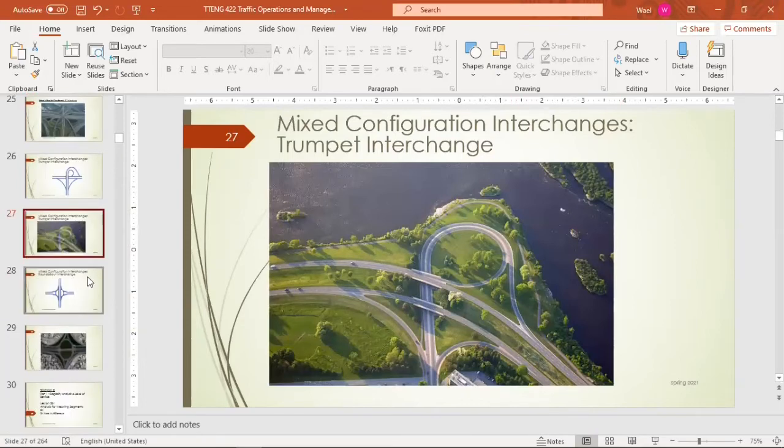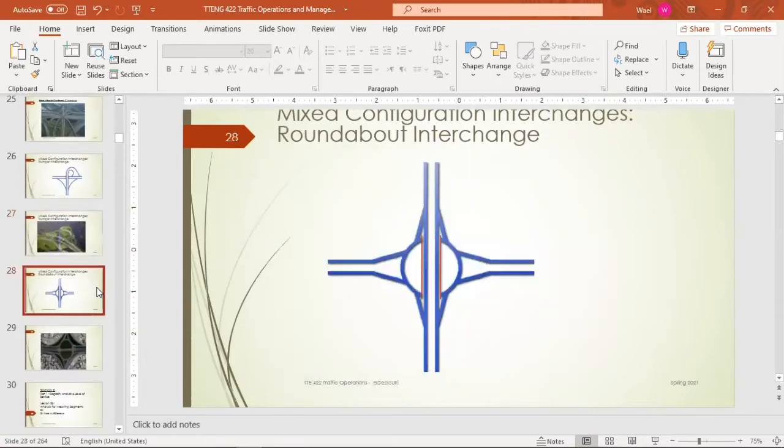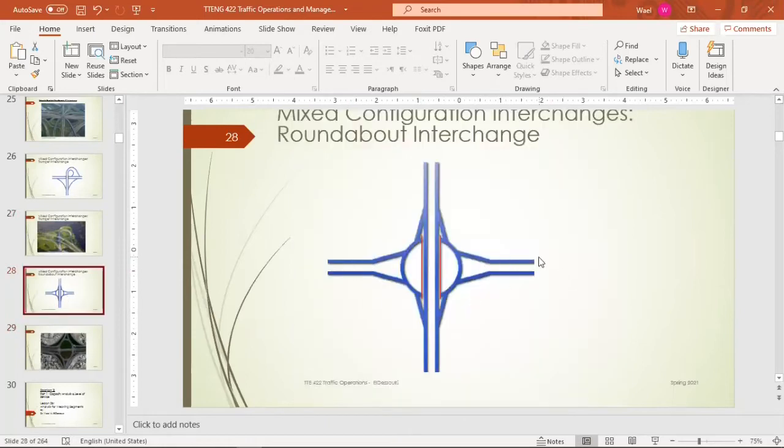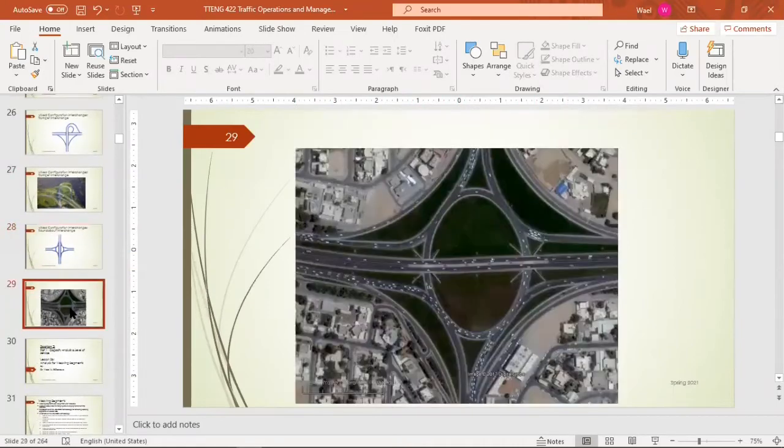There are other, more complicated interchanges where we can have a roundabout underneath the interchange to handle the left turns. But that's if we have conflicting directions. For example, if this one was a freeway and this is uninterrupted and this approach is interrupted, we go to that solution. Any questions so far?